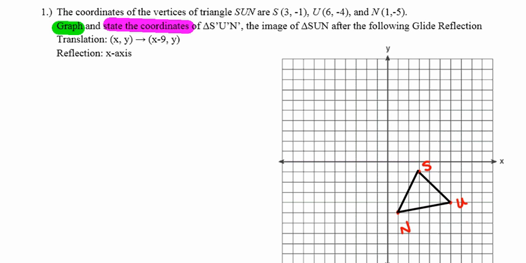It tells me in the problem that my glide reflection uses the translation that moves each point in my figure 9 units to the left, 0 units up and down. You might think about that as subtracting a 9 from each x value and adding 0 to each y value. So I'm simply going to go ahead and shift each point in this figure 9 units to the left.